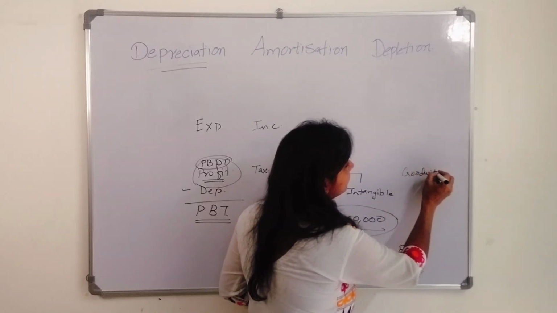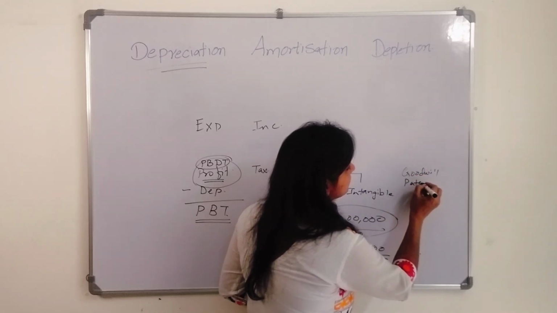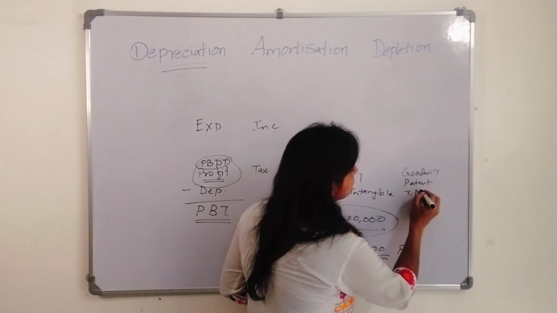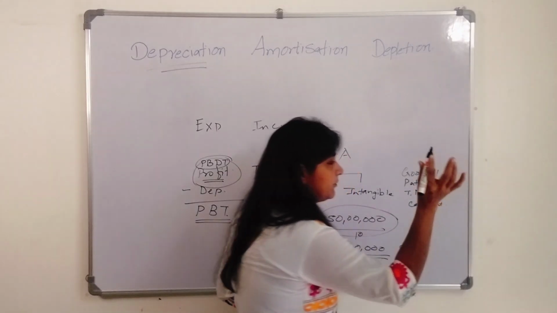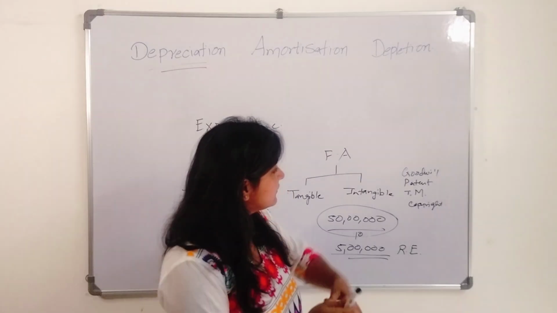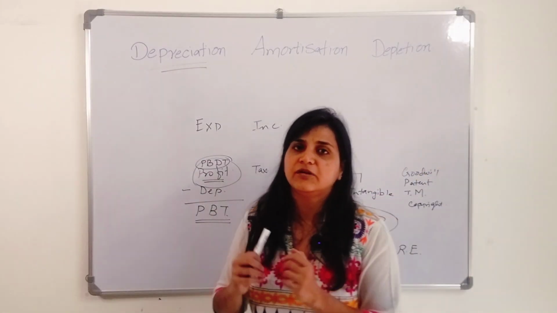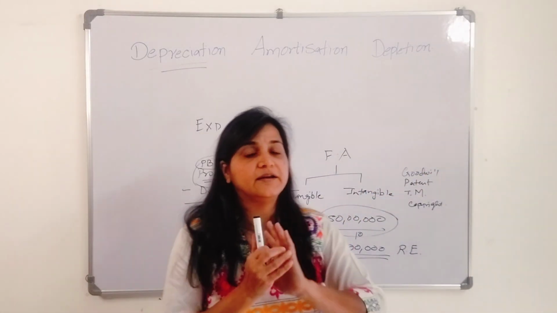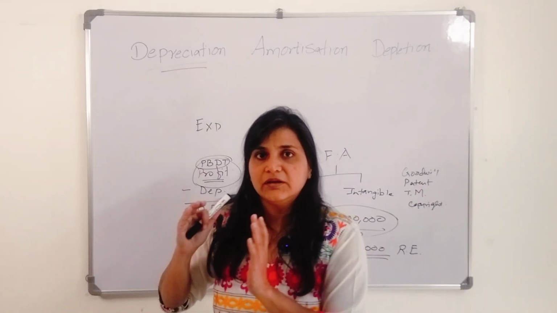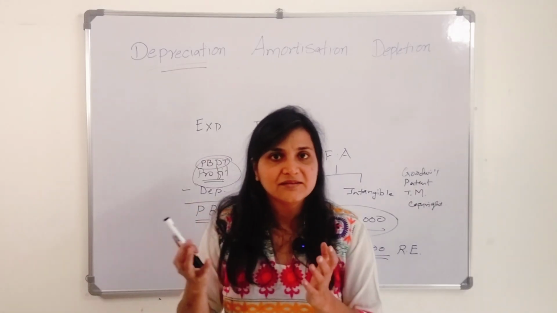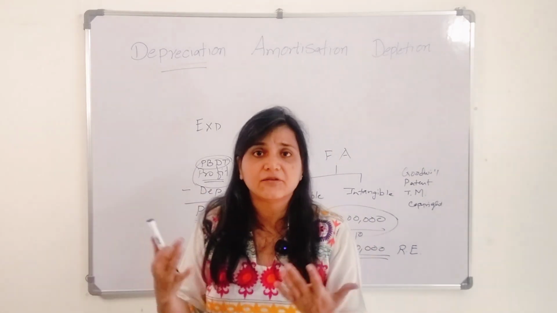Goodwill, patent, trademark, copyright. Okay, there are intellectual property rights and other things, but let's focus on these four: goodwill, patent, trademark, copyright. These are intangible assets. Now, what is goodwill? When you go to the literal meaning of goodwill, what does it say? It is the name that a business has created, right?